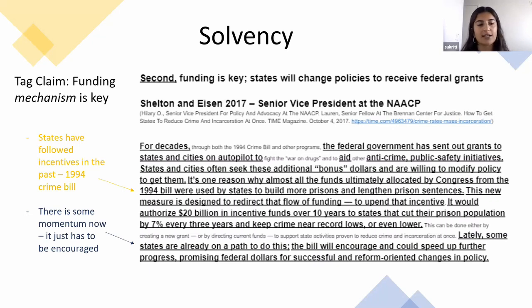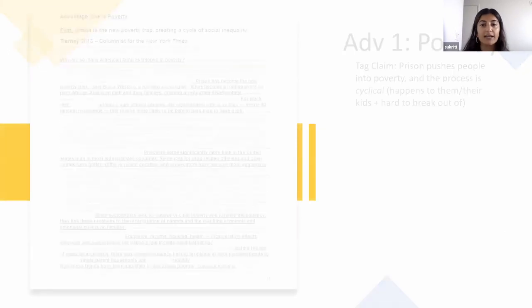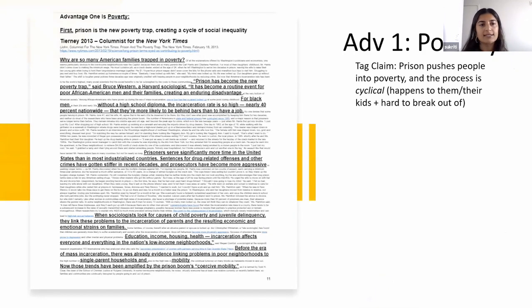And it also gives another reason that there's some momentum now, because some states do want to change their policies and decrease mass incarceration, especially with the recent pressure on states, but it just has to be encouraged. So maybe you could use this to say that yes, it will be successful if we just give them the money to do it. I just wanted to help you pull out the key parts of the card and be able to see where in the future you'll be able to use that in debates.